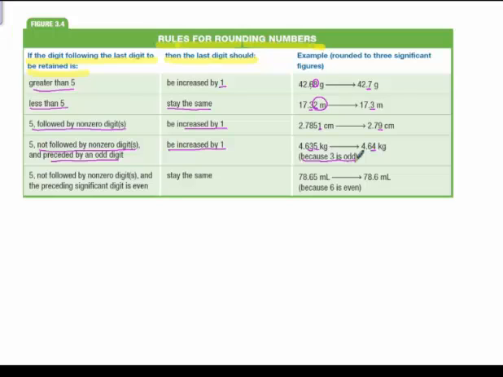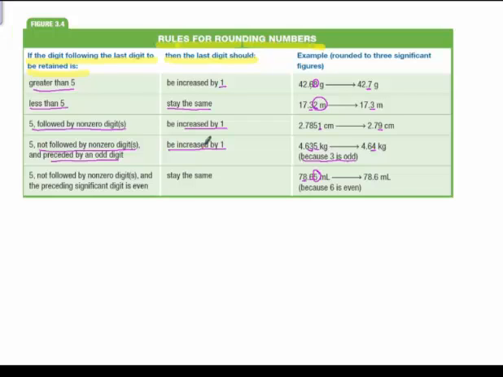Then if we have 5 not followed by a non-zero digit and preceded by a significant digit which is even, it will stay the same. For example, if it is preceded by an even number like 6, this number will remain the same. If it is preceded by an odd number, we will increase by 1.